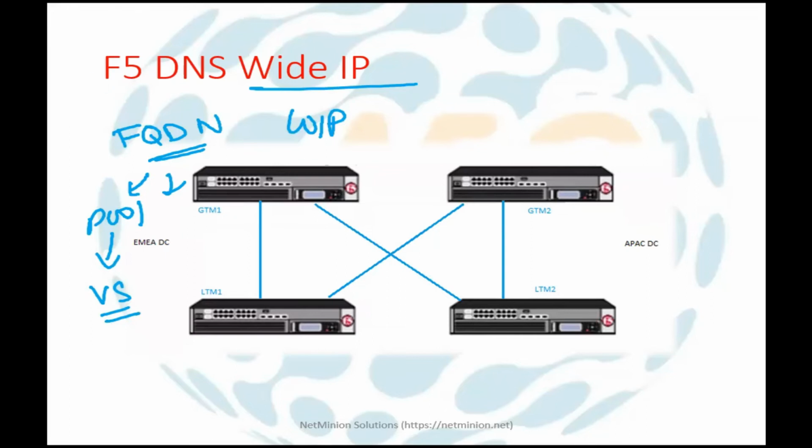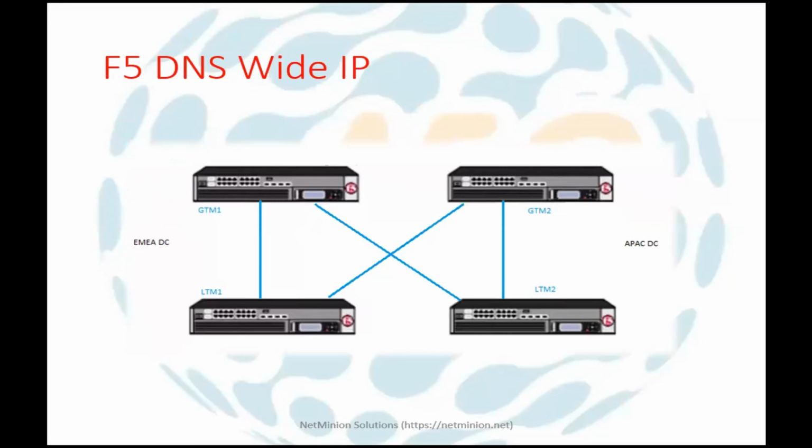When you are creating your GSLB, you should have a wide IP available. You will go to DNS, then GSLB, and there is a wide IP section which we will create. Don't worry, I will show you practically. Currently I am just introducing it so that you can understand what we are talking about. In a wide IP you have names, and when you are writing the FQDN, it supports wildcards also.